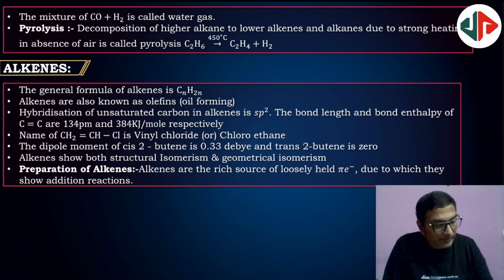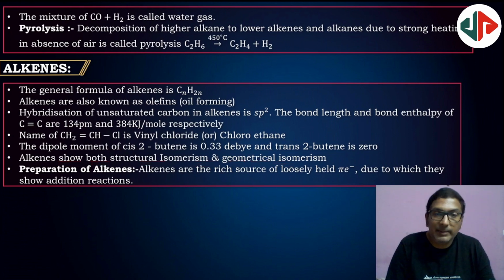So the dipole moment of the cis compound will be more than that of the trans compound. In the trans compound there will be cancellation of dipoles. Next, alkenes show both structural and stereoisomerism. In stereoisomerism, the most common is geometrical.